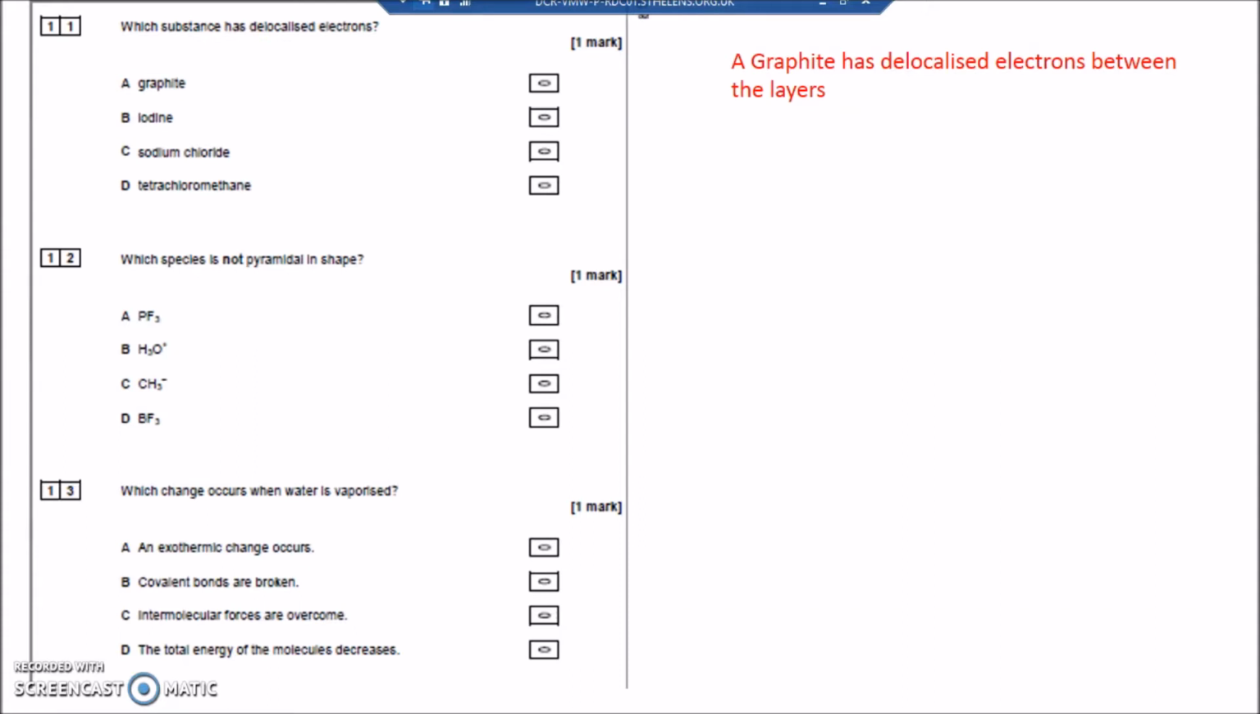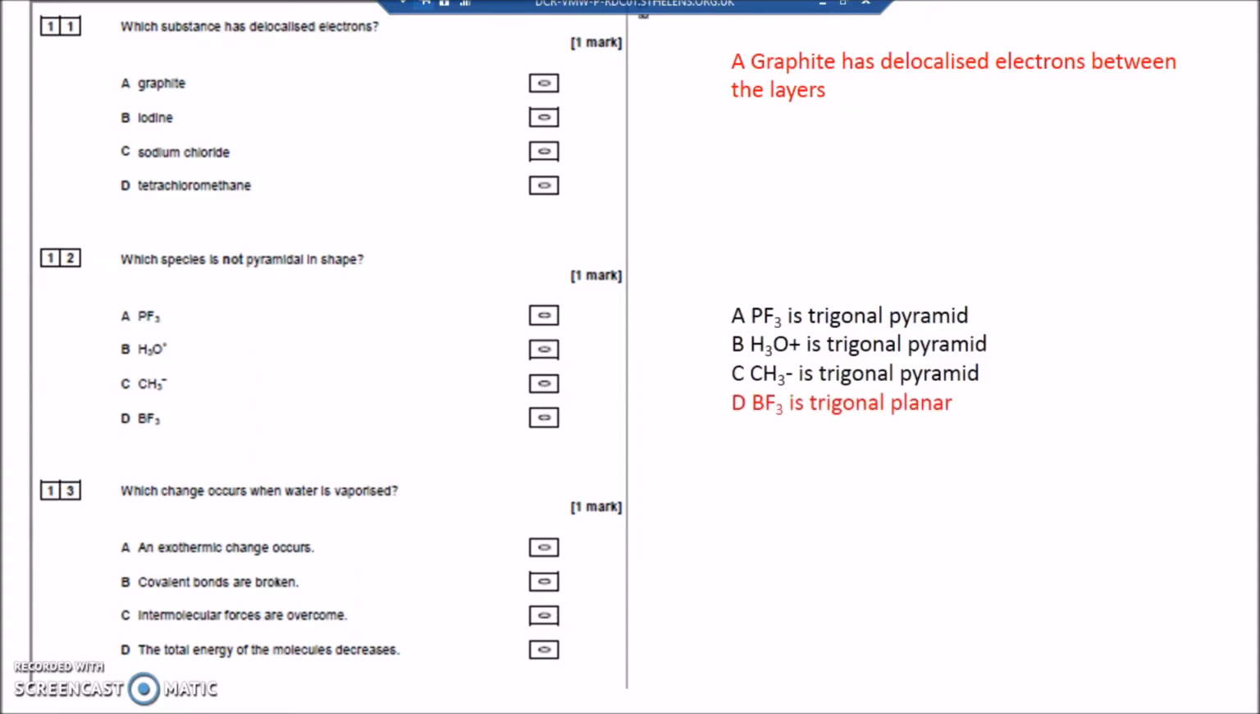Which species is not pyramidal in shape? Phosphorus is in group 5, so it's got 5 electrons in its outer shell. 3 bonding pairs, 1 lone pair, therefore it's going to be trigonal pyramid. H3O plus, oxygen's in group 6, loses 1 electron to form a plus. Means there's 5 in its outer shell, 3 bonding pairs, 1 lone pair, again trigonal pyramid. CH3 minus, carbon's in group 4, gains 1 to get a minus charge, means it's got 5 electrons, 3 bonding pairs, 1 lone pair, again trigonal pyramid.